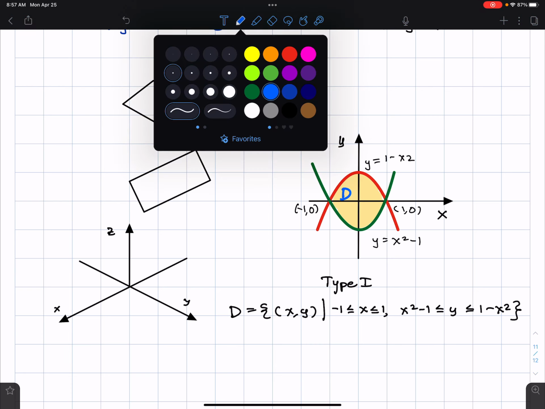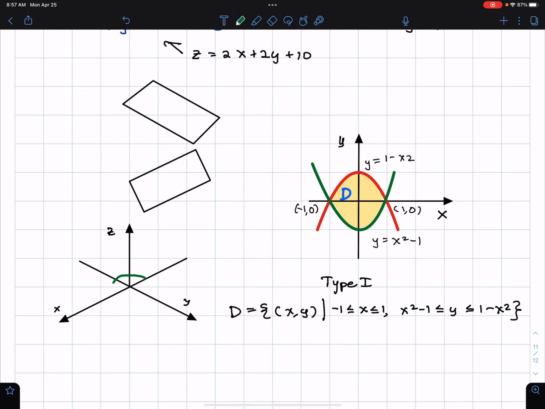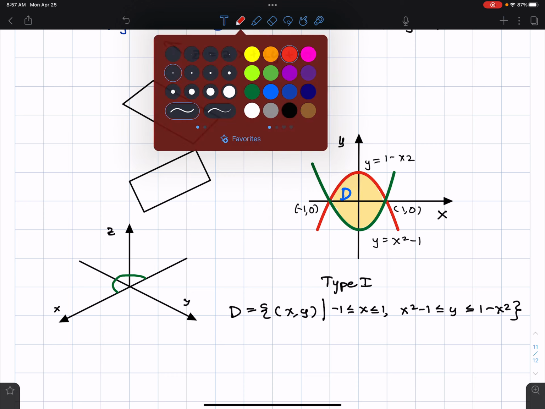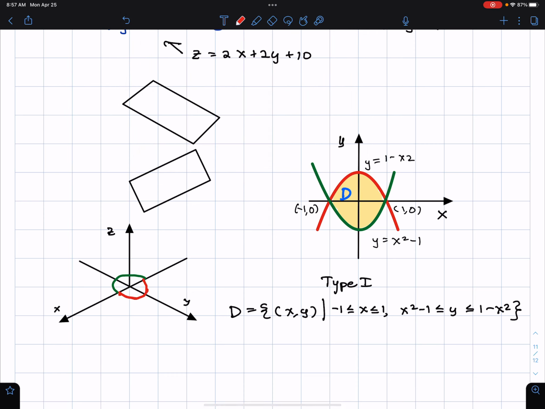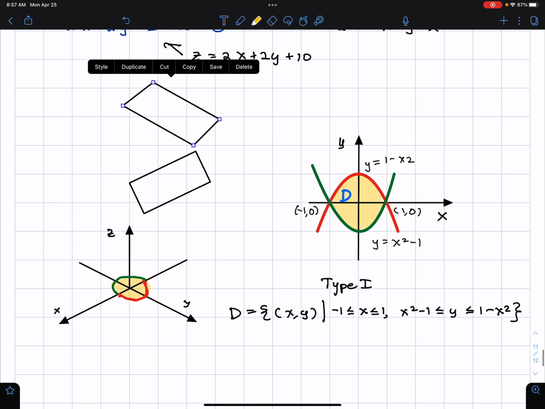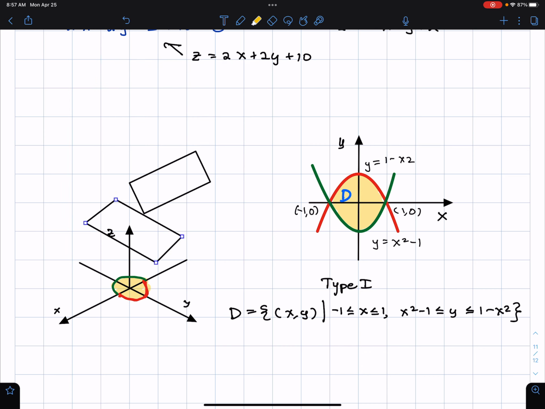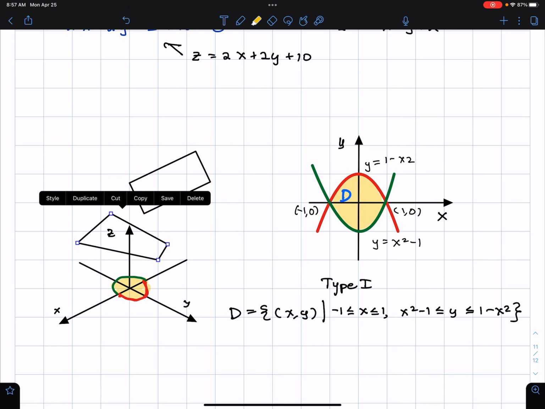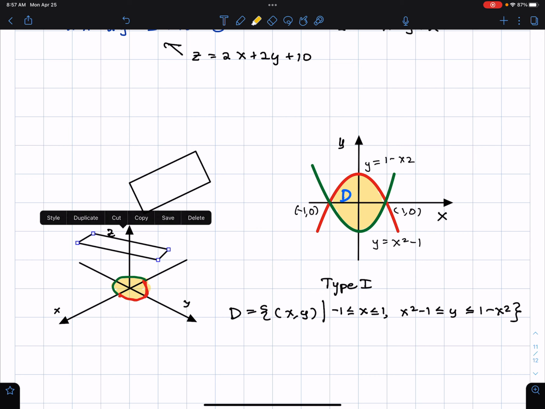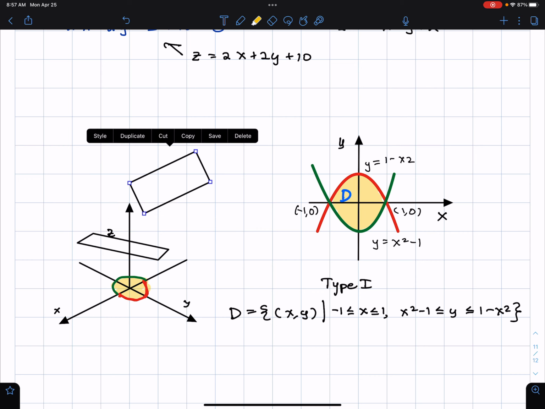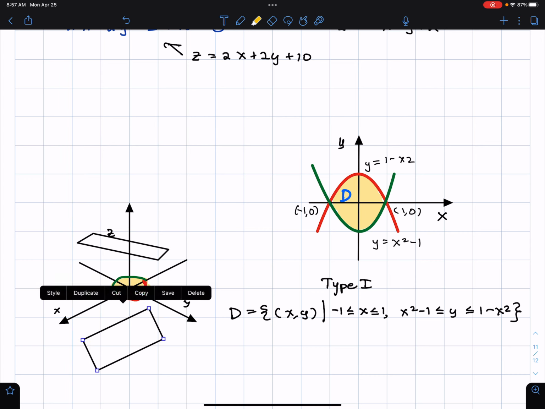Why don't I just use the same colors, so it looks more familiar. So here's the bottom, and here's the top of D. It almost looks like a disc. So that's down here, and then our planes are lying above. But like I said, I'm not going to try to make my planes even close to accurate. There is an issue of how I know which one's greater, and I'm not being precise about that.